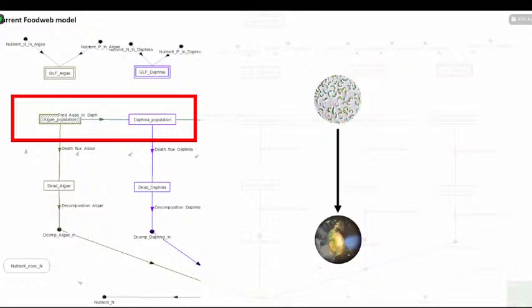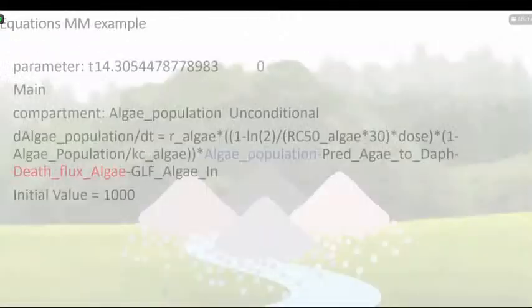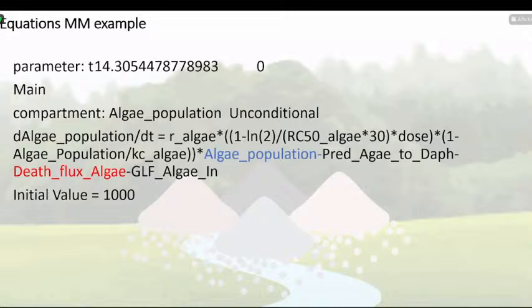Then, as you might remember, algae get eaten by Daphnia. So for the algae population, that's also something you need to consider when formulating your formula. So that's what we see here: algae minus the predation of algae by Daphnia. Then, organisms have the tendency to die on their own, so you also need to add a death flux, which is the natural rate of how much algae die off. So it's the algae population minus the predation minus the death flux. I also take off the GLF, which is the growth limiting function I talked about before.